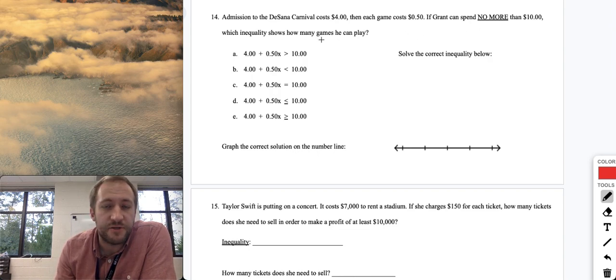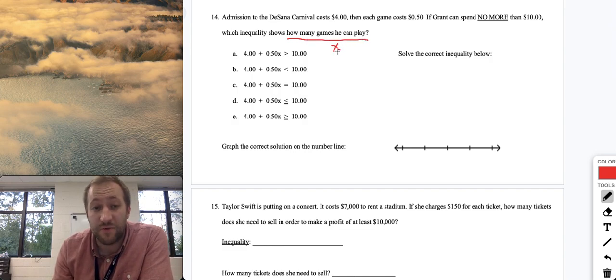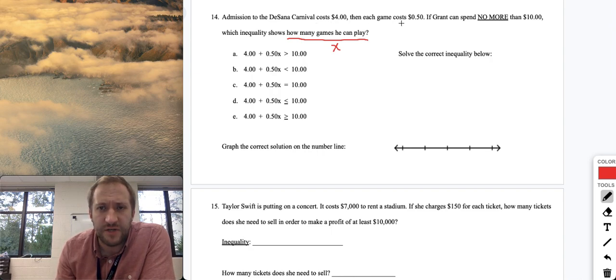So, which inequality shows how many games he can play? That question right there is always the variable. Whatever question is in your word problem, that's always what your variable goes with. How many games he can play? So where's my X going to go? With the $4 for the admission? No. With the each game cost of 50 cents? Yeah. That's why I have 0.50X. That's how I know the X goes with that 50 cents.